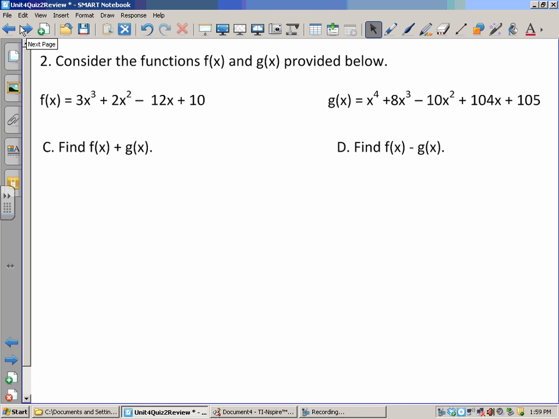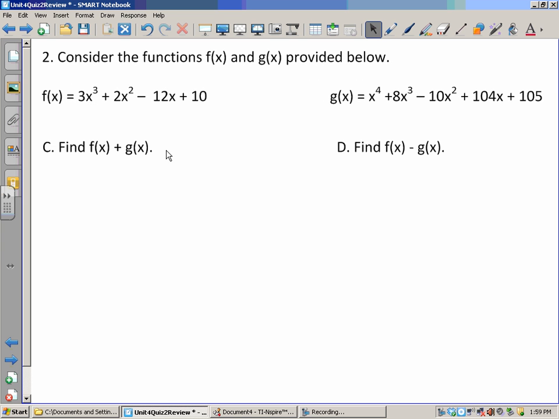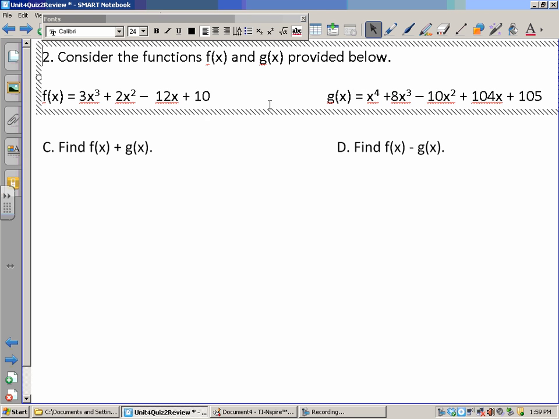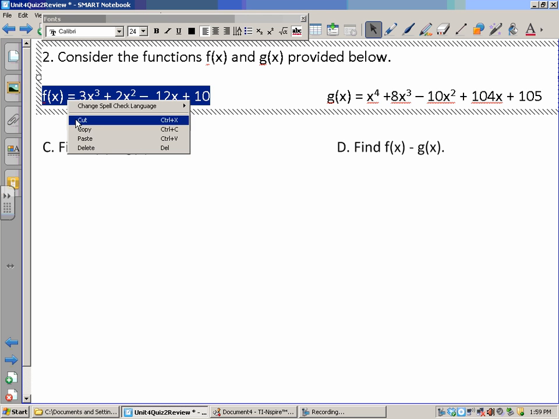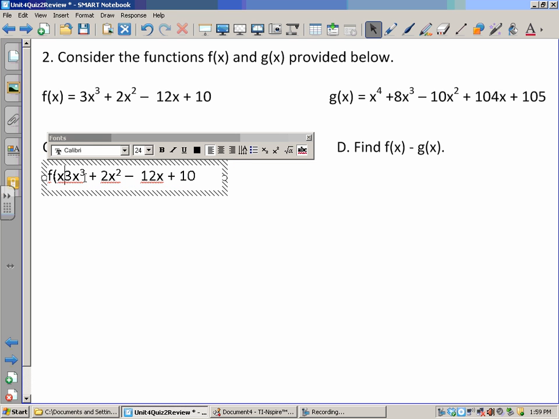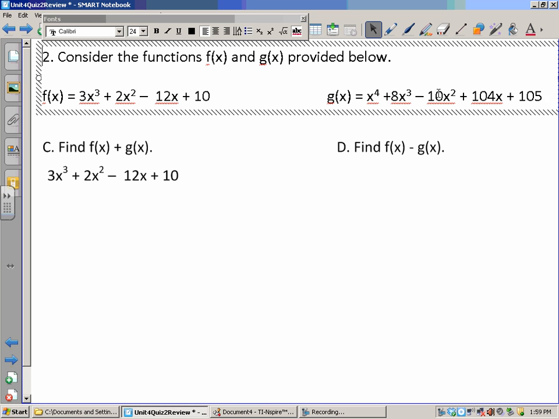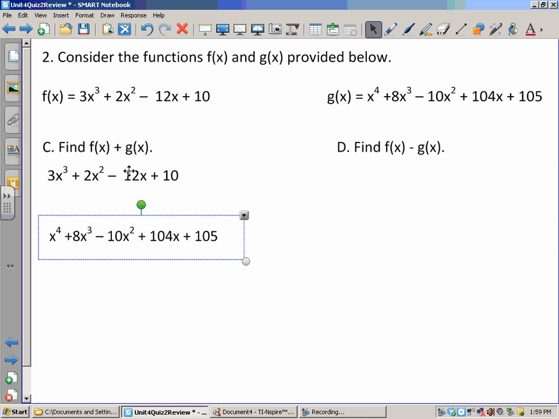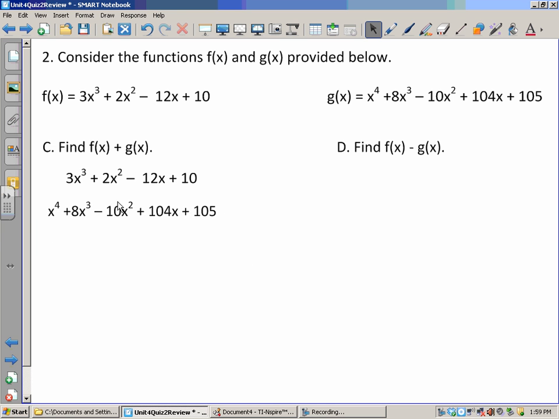Finally, you will be asked to add and subtract functions. So if I want to do f of x plus g of x, that's fairly easy. So I'll just take f of x and bring that down. I'm feeling lazy, so I'm going to hit that copy paste. So bring f of x, and then I'm going to take g of x, bring that down. Now, I want to do f of x plus g of x.